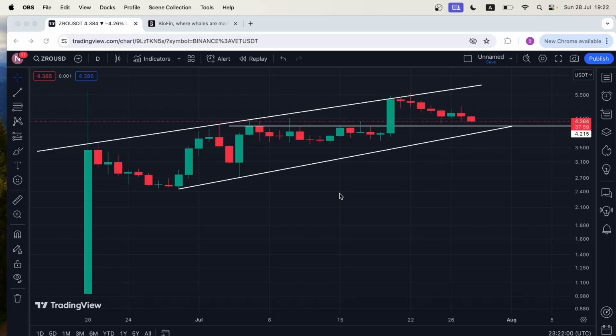Just going to take a quick look here at layer 0. Ticker for this is ZRO. And right now what you're looking at is the daily time frame. A couple things before I get into the chart though.